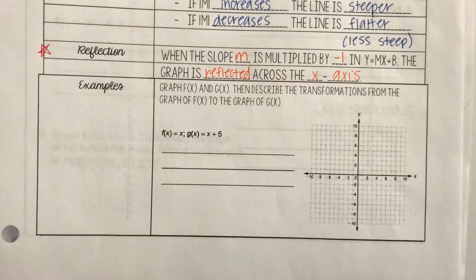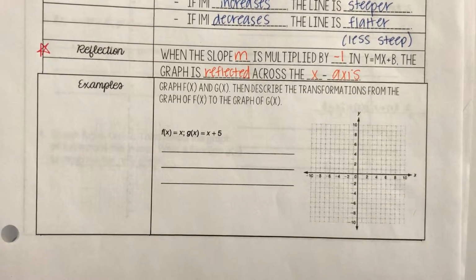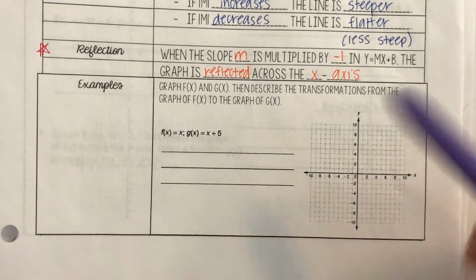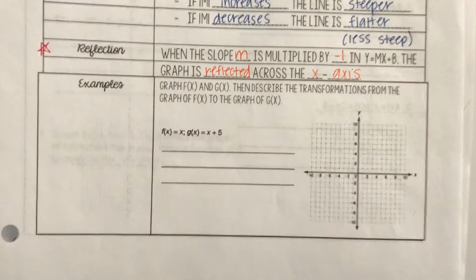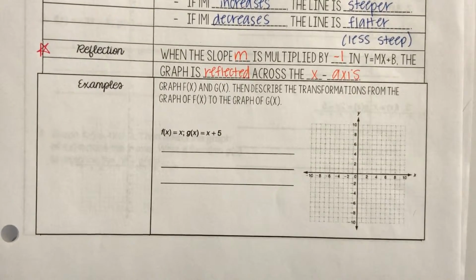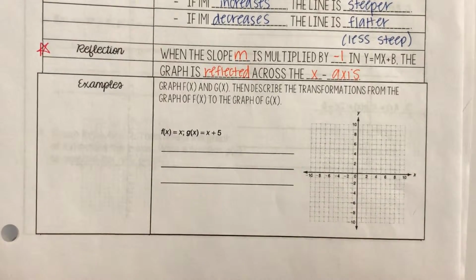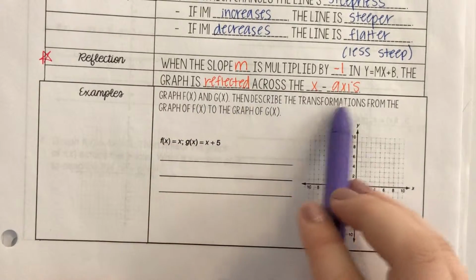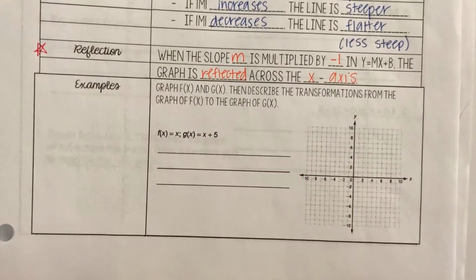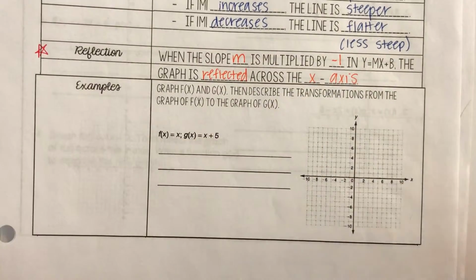Okay, so in this video, we're going to do 3 examples together, and then we'll do the last 3 examples in class. Okay, so it's our job to figure out how we're getting from one function to another. Okay, and we're going to have to graph. So let's use a ruler so we can be exact. So it says graph f of x and g of x. Then describe the transformations from the graph of f of x to the graph of g of x. So I recommend using different colors so that you can see what's happening.